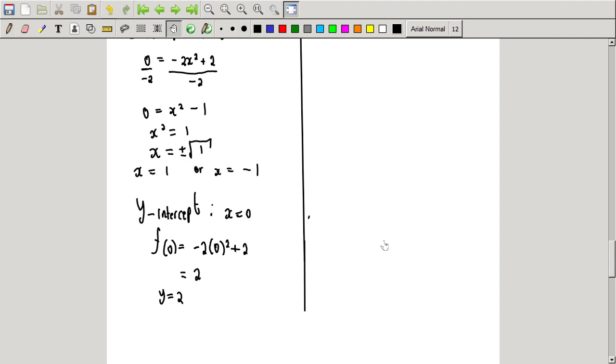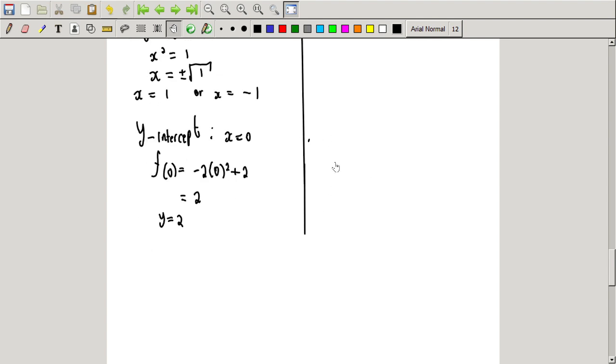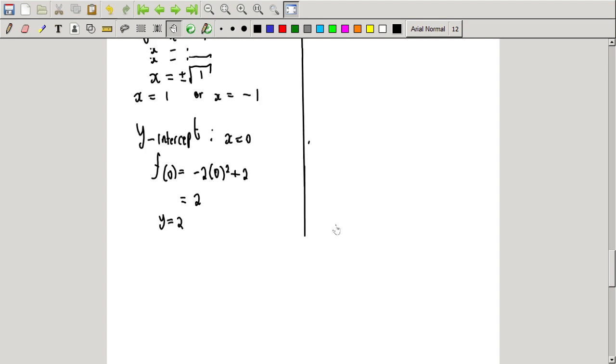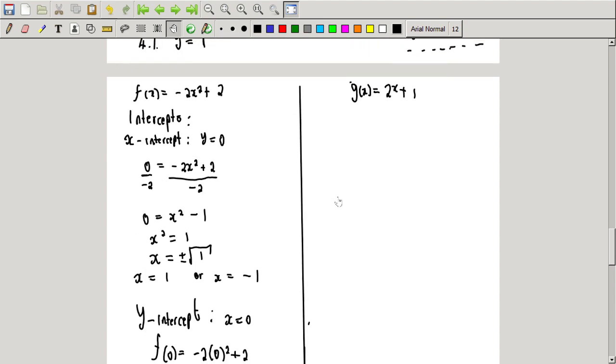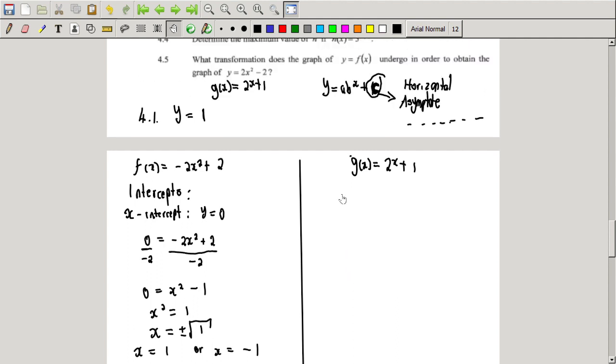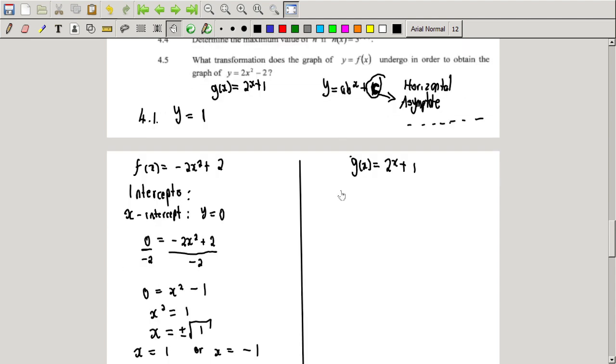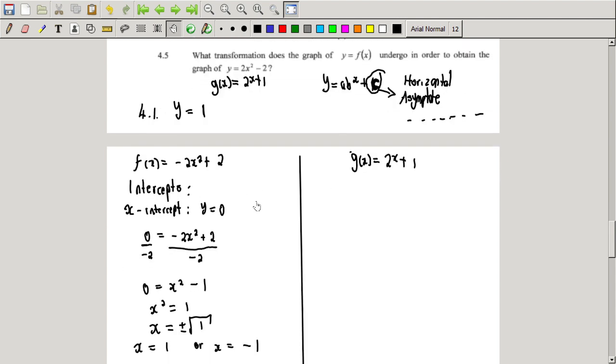Now we are done with the intercepts of f of x, we can now check them. We need the turning points and asymptotes. The parabola doesn't have any. This parabola doesn't have any asymptotes.